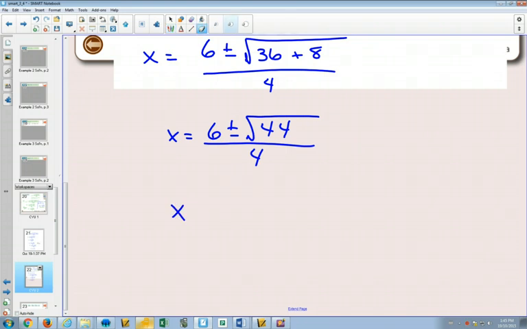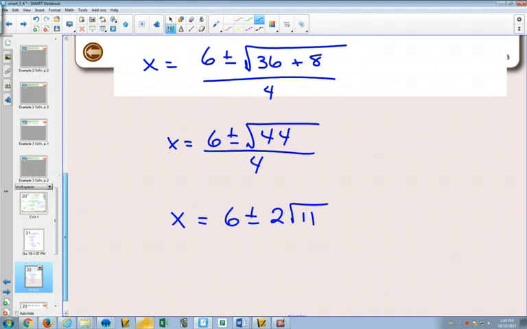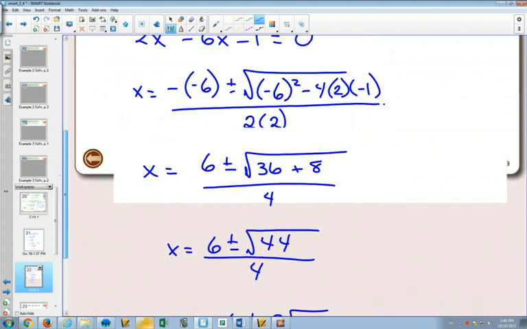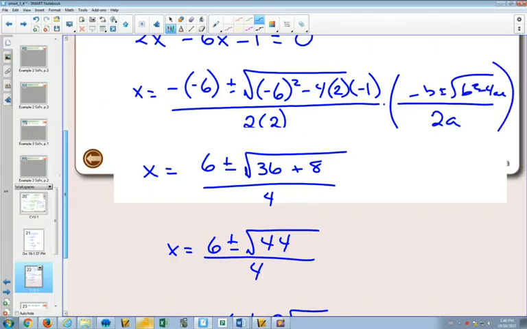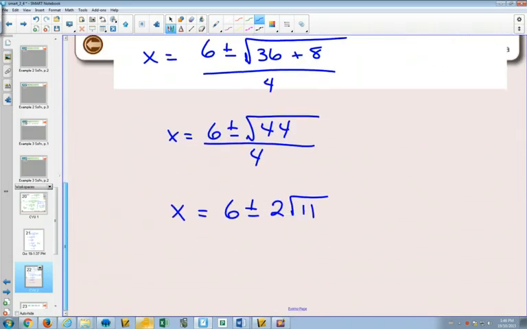So we got 2 root 11, because square root of 4 is 2. Yes? Why did you do the 2 times 2 to get the 4 on the bottom there? Yeah. Because in the formula, on the bottom of your formula, negative b plus or minus the square root of b squared minus 4ac, it's over 2a. And a is 2. And this would still be all over 4.